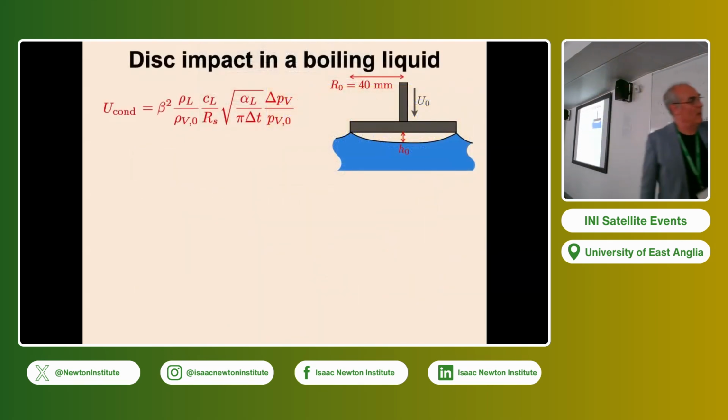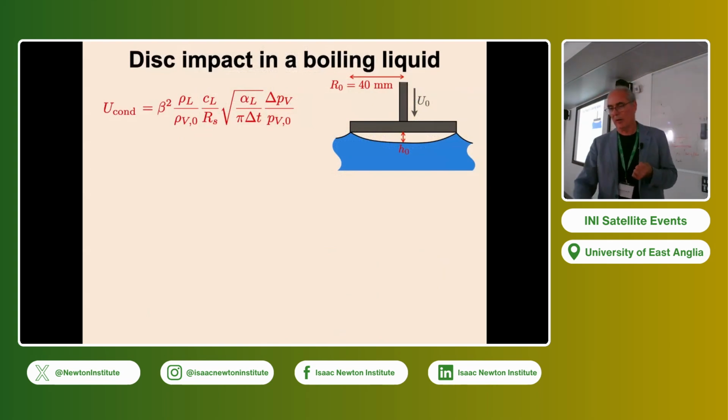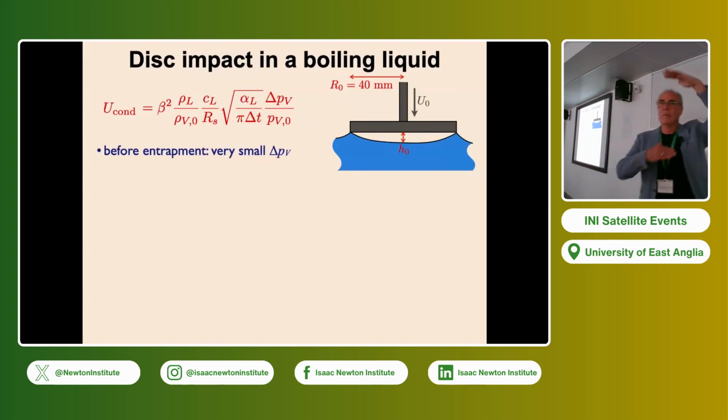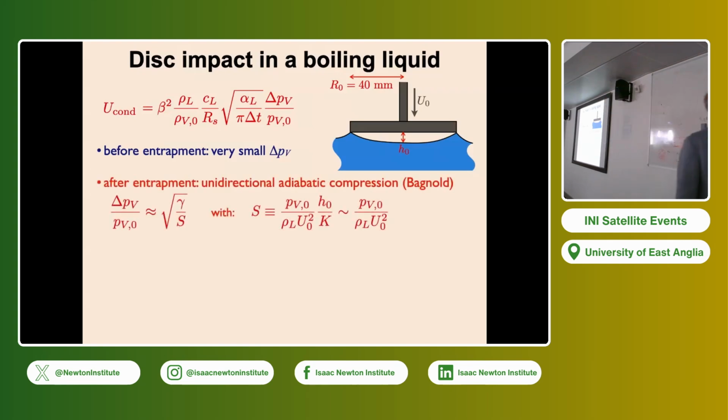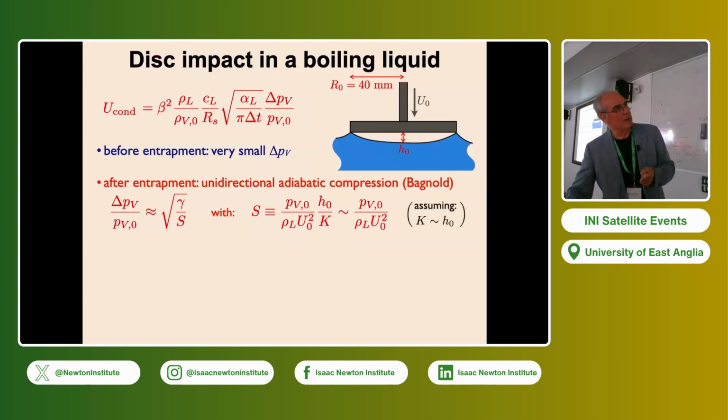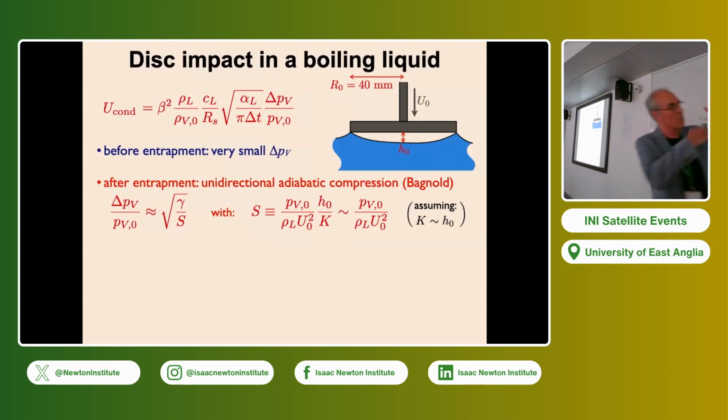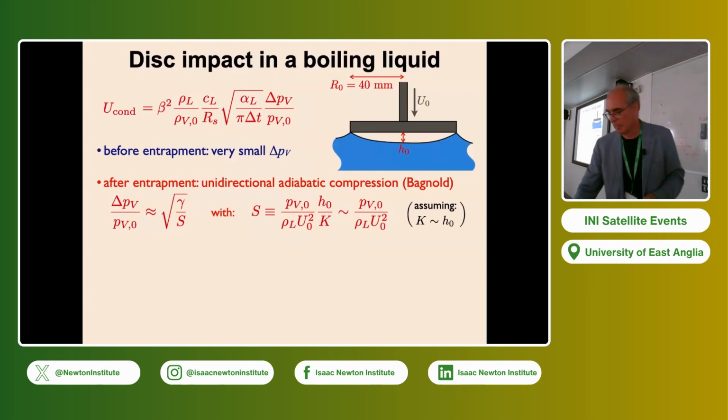So yes, if we use the same expression for the condensation speed that we found before, and before the disk hits the surface and entraps the vapor, there's just a very small pressure rise. But after entrapment, we can use an adiabatic compression model, the Bagnold model, that gives you the following result that I plot over there. And I'll go a bit quick. So essentially, we assume that the amount of liquid that is actually set into motion by this compression is of the order of the thickness of the layer.